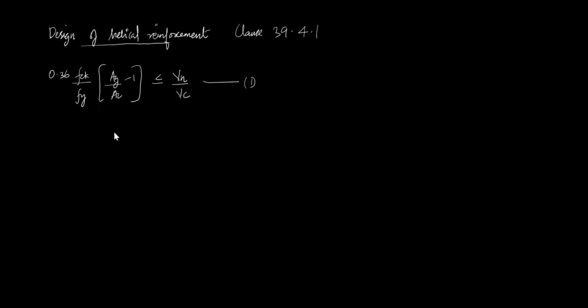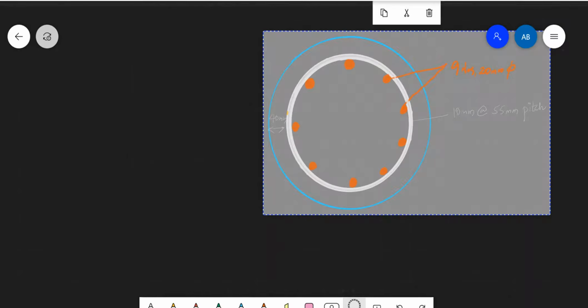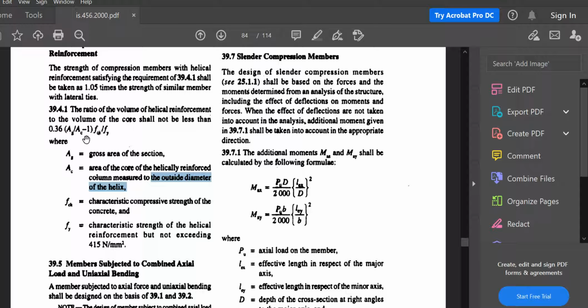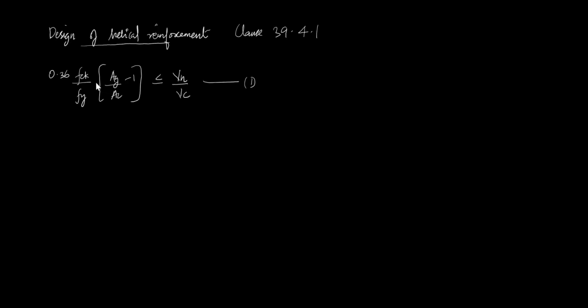So here the condition says Vh by Vc, the volume of the helix, should not be less than this value, that is 0.36 fck divided by fy into Ag by Ac minus 1. So we will come to know what Vh, Vc, Ag and Ac are. Ag is pi by 4 into d square, and you will get this value. Ac is pi by 4 into dc square.